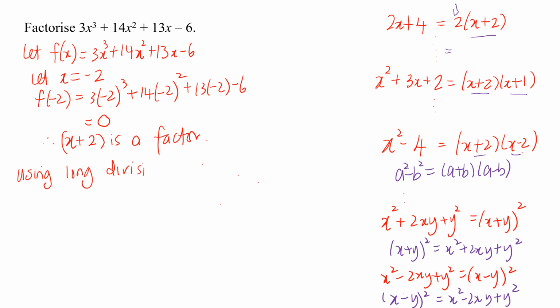I think using long division, it's quite a, what do you call that, safe method, because you should get remainder equals to 0. If you don't get remainder equals to 0, that means you have made some mistake along the way. So in a way also it helps you to check your answer lah.